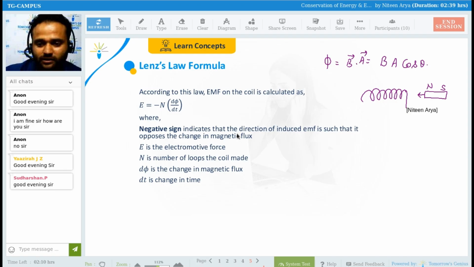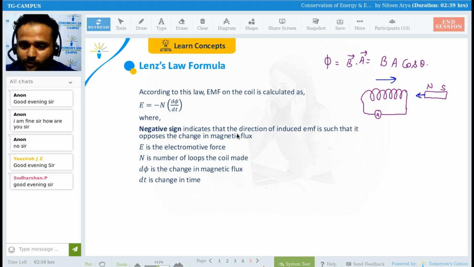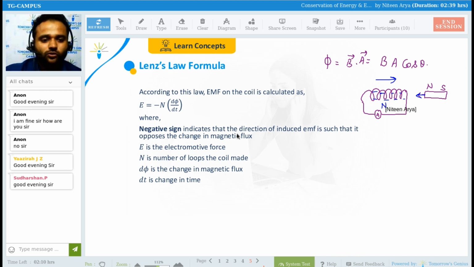North to south, so a current is going to be generated in this. Suppose there is an ammeter or a galvanometer, so you can see a current, a deflection in this. If it is a magnet, then in this particular region there is an area in the magnetic field, which gives a magnetic flux, and N is the number of turns. Now, how much electromotive force is applied on this coil? This is the formula: EMF E equals minus N d phi by dt.